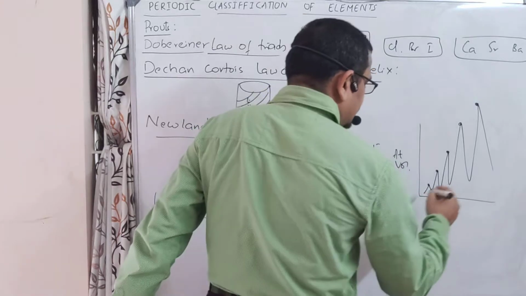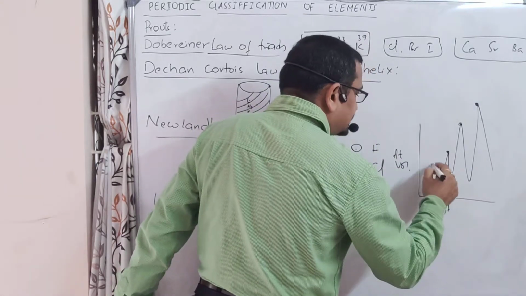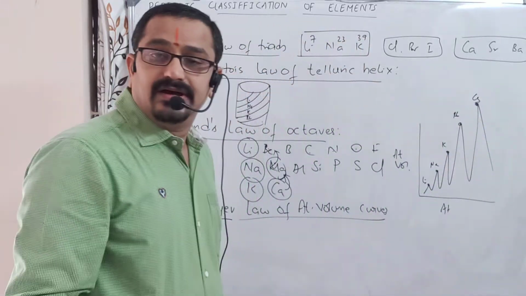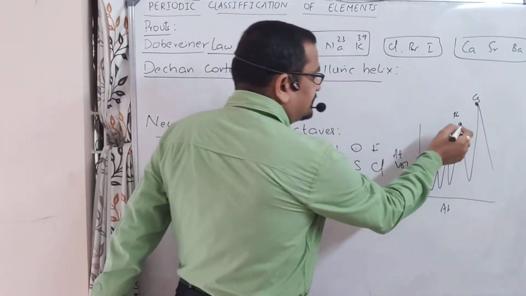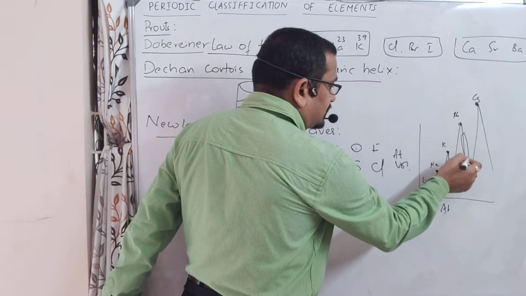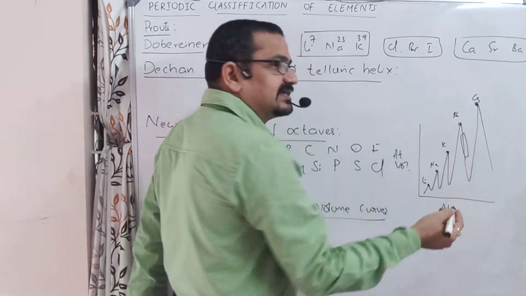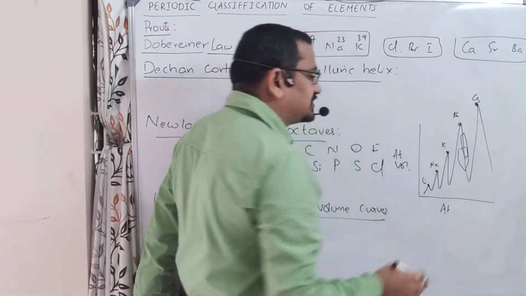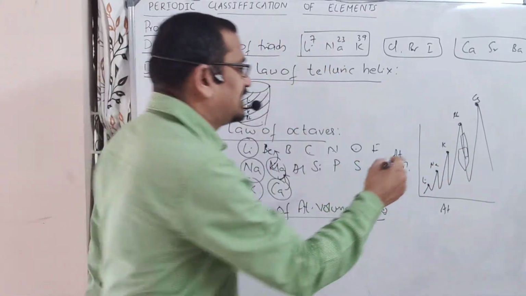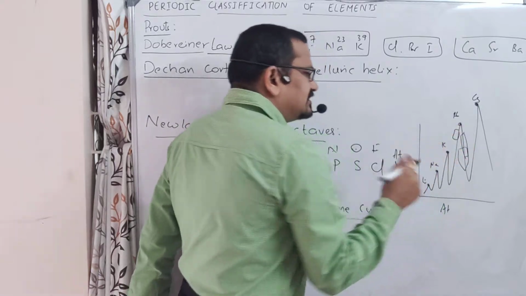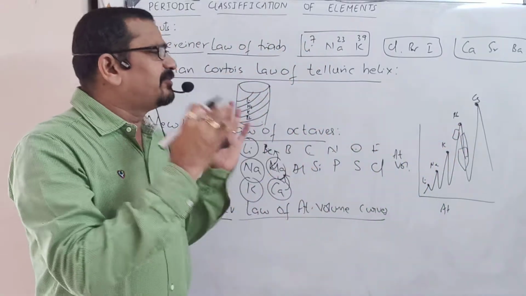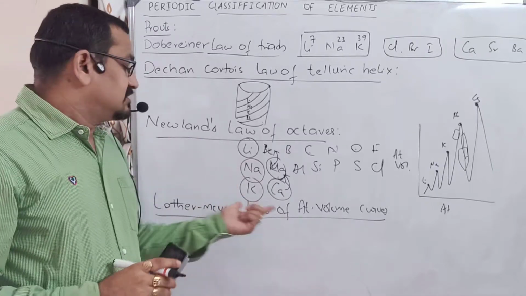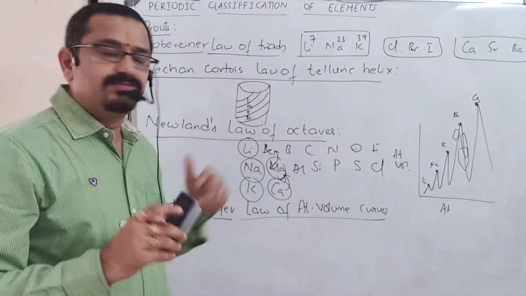Suppose lithium corresponds to this, sodium, potassium, rubidium, cesium, etc. Likewise, the descending part of the curve was observed to be occupied by certain other elements, the middle part of the curve was occupied by transition elements, and the ascending part was occupied by halogens. In this way, some important points were given about the classification of elements by Lothar Meyer according to his law of atomic volume curves.